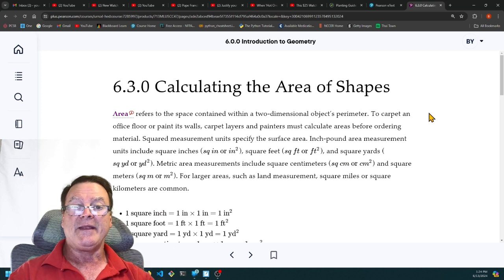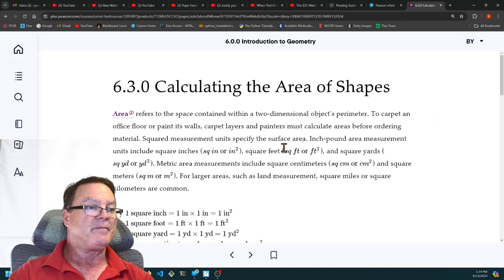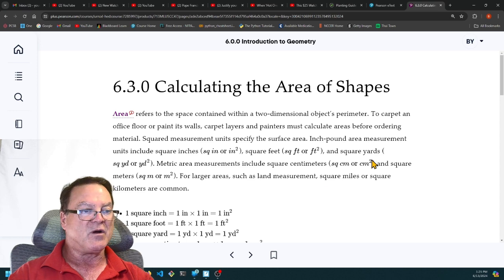6.3.0, calculating the area of a shape. Area refers to the space contained within a two-dimensional object's perimeter. To carpet an office floor or paint its walls, carpet layers and painters must calculate the area before ordering material. So squared measurement units specify the surface area. Inch-pound area measurements include square inches, square feet, square yards.